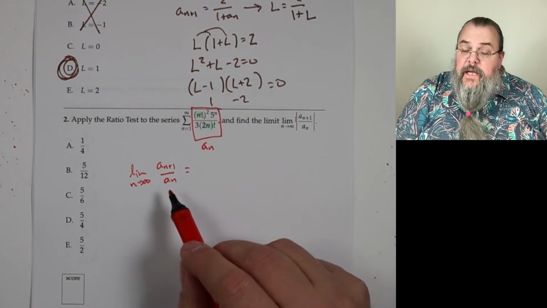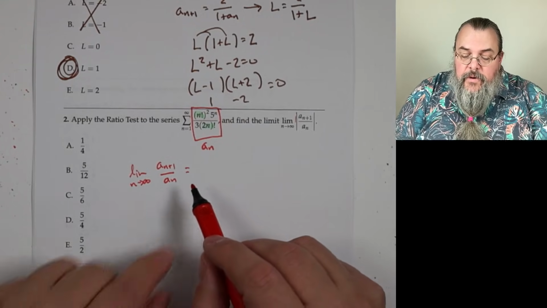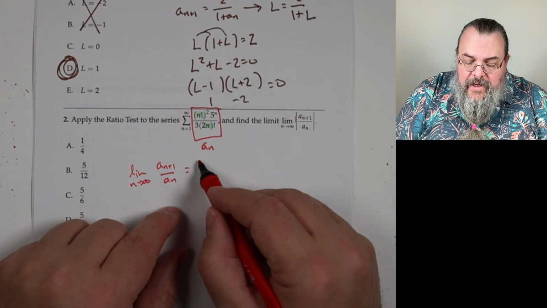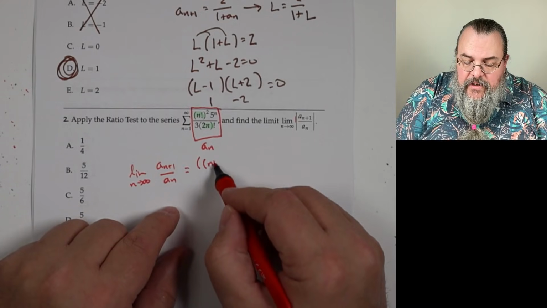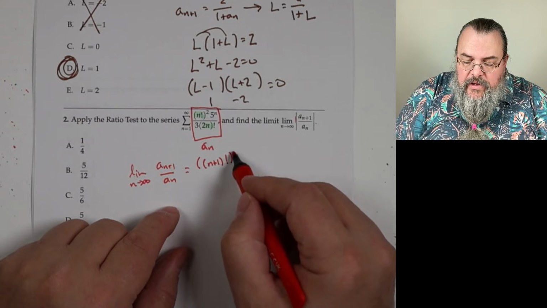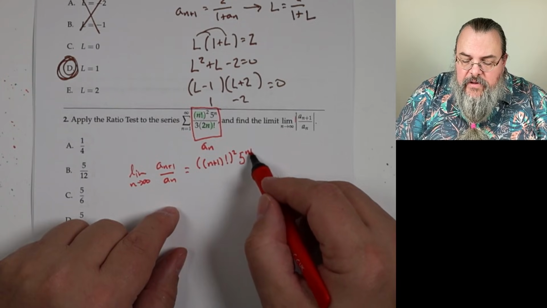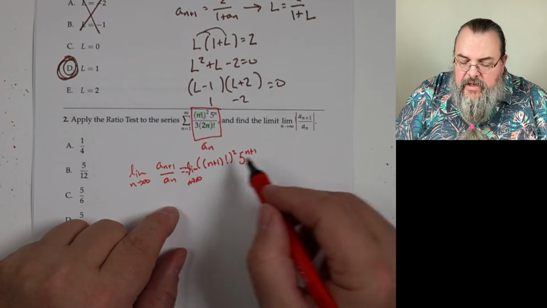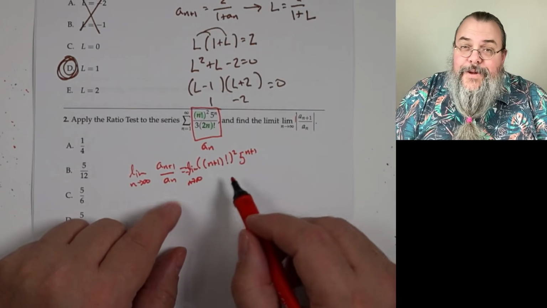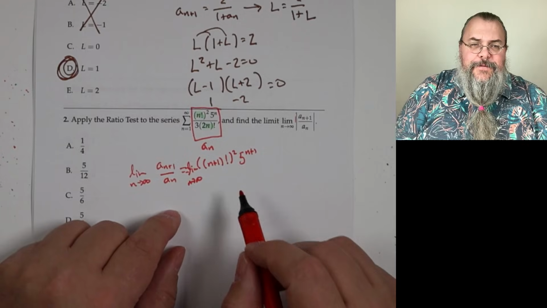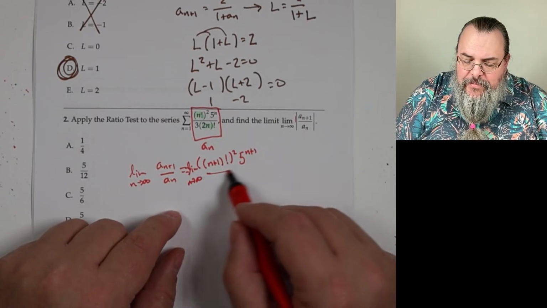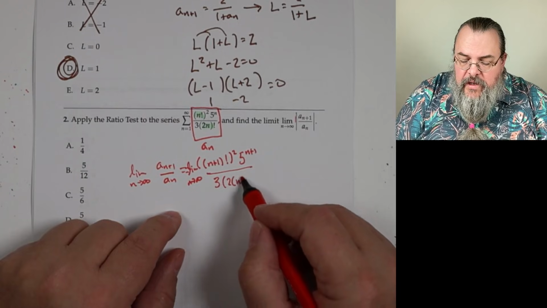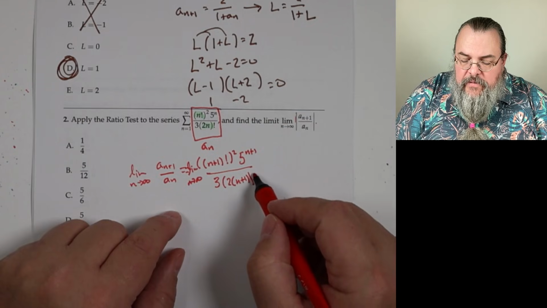Well, to find a sub n plus 1, what do you do? Everywhere where you see an n, put an n plus 1. And here, I strongly recommend use parentheses. They are your friends. 5 to the n plus 1. Oh, limit as n goes to infinity, I should write that down. Technically, since this is multiple choice, we don't have to be too careful with our notation, but we should still follow good practices. 3 and then 2 times n plus 1 and factorial.